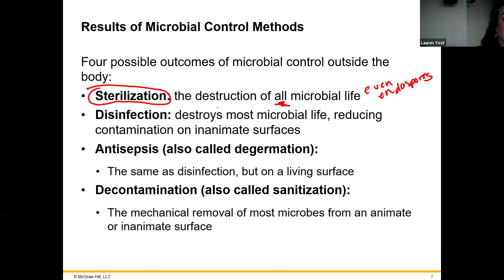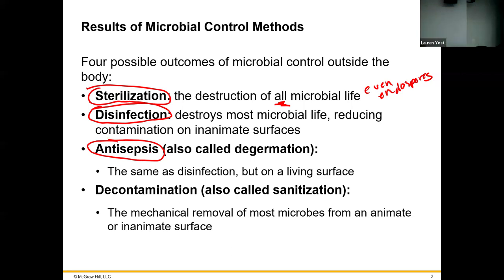All right. Next, we have disinfection. Disinfection is basically, we have two forms. If we don't achieve sterilization for any reason, we're not killing the endospores or just not everything's getting killed, whatever it is, then our next step down, if we're talking about inanimate surfaces, is disinfection. If we're talking about animate surfaces, antisepsis. We also call it degermination. I always call it antisepsis, so I'm not ever going to call it anything else. Neither of these are going to achieve sterilization or sterile conditions, but they are going to remove most microbial life, just not all of it.